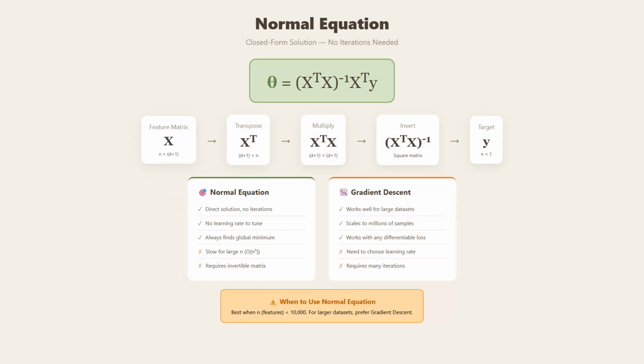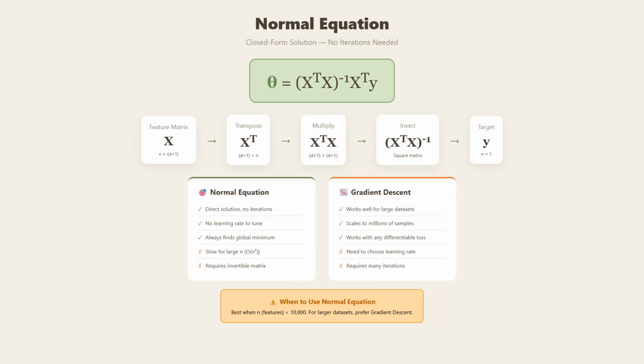Let me break this down. X is your feature matrix containing all your input data. X transpose is that matrix flipped on its diagonal. y is your vector of target values. When you multiply X transpose by X, you get a square matrix. We then invert this matrix and multiply it by X transpose y to get theta, which contains all your optimal coefficients. It's like a helicopter dropping you directly at the lowest point instead of hiking down the mountain step by step like gradient descent does.